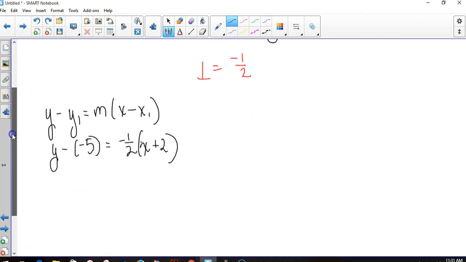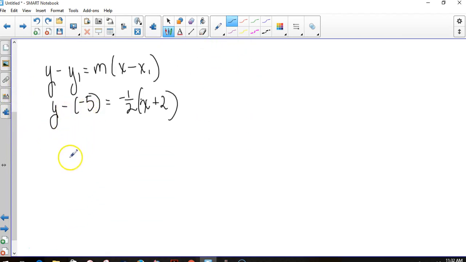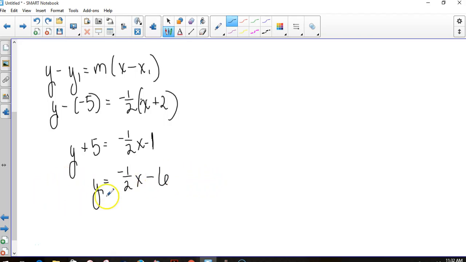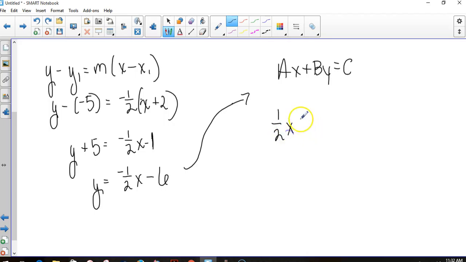Scroll down. Minus a negative 5 is like plus a 5. I'll distribute the negative 1/2 so that I get a negative 1, and then subtract the 5 for a negative 6. And again, this is in slope-intercept form. If you want to go back to standard, which is ax plus by equals c, just bring your x back over to the same side with the y, and multiply everybody by the common denominator.